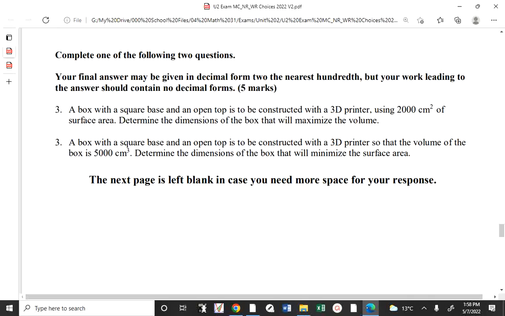Both of your options for this question involve a box with an open top and a square base. The difference is one of the options has a fixed surface area and you want to maximize the volume. The other option, the second option, has a fixed volume and you want to minimize the surface area. So I'm going to go through the solution to the question where you have a fixed area first.